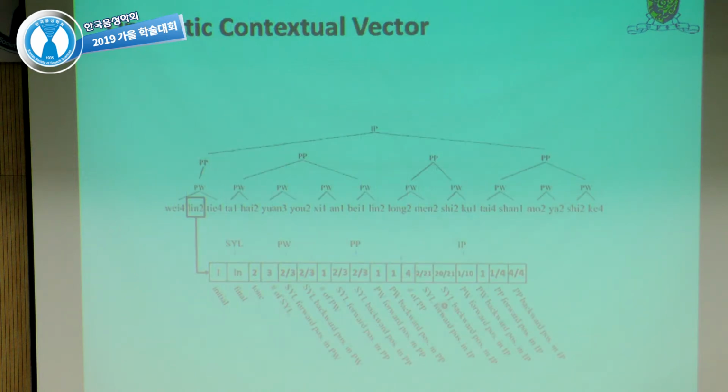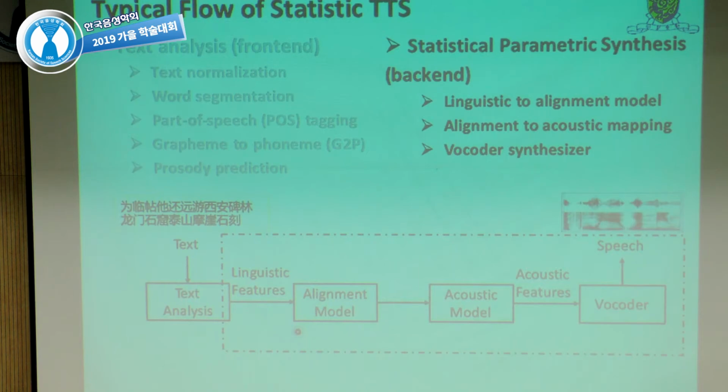Okay, so here is what we got now. We got the linguistic vector, including the phoneme, the syllable, the structure of the prosody, and we represent it as numbers, like the syllable forward position in the word or in the phrase. Now we will base on this linguistic vector and then see how to generate the speech. That is the story of the backend.